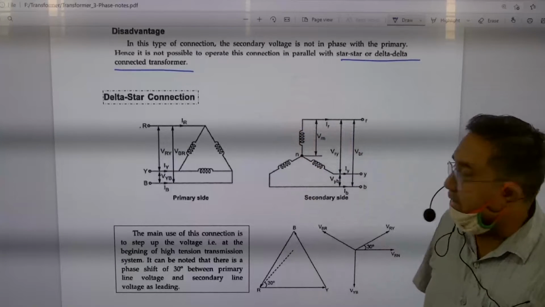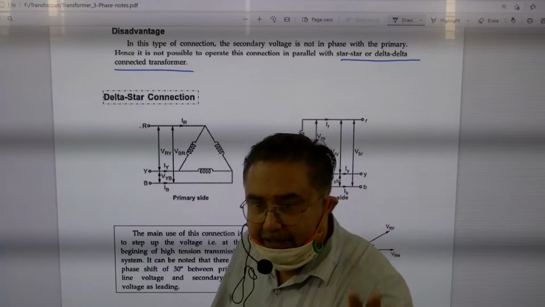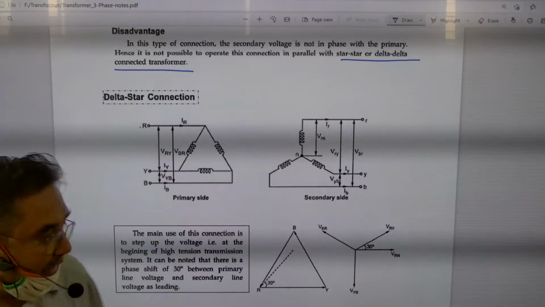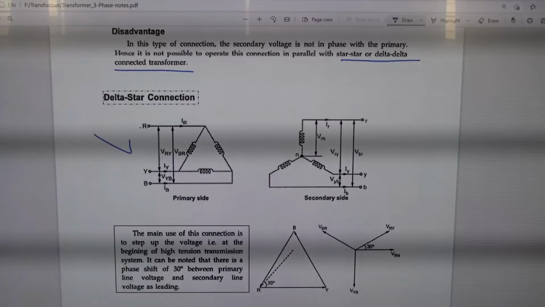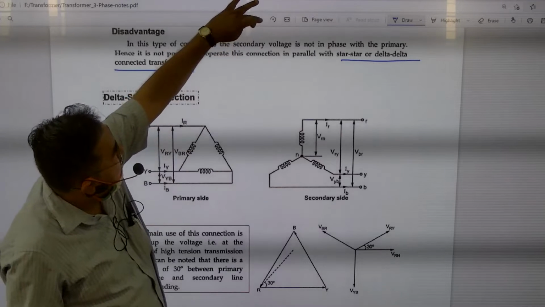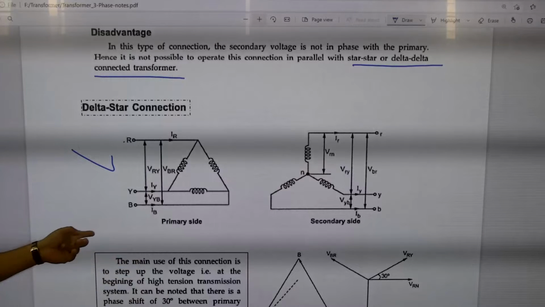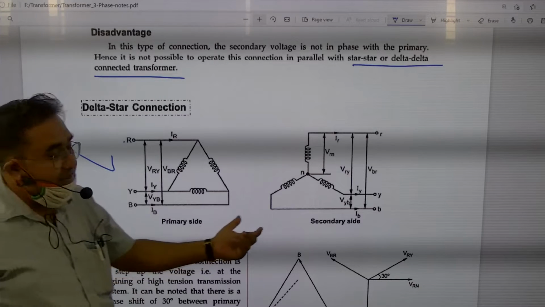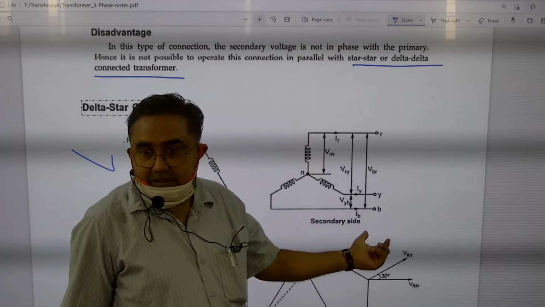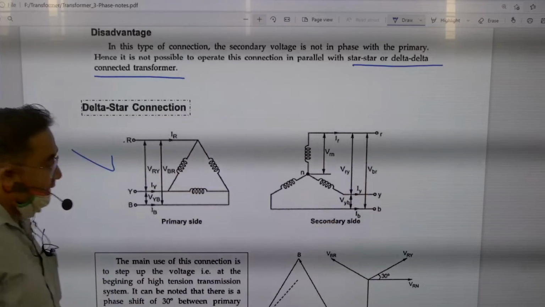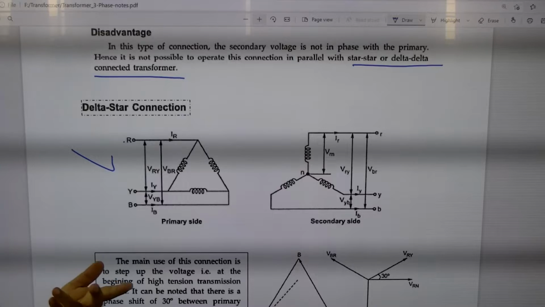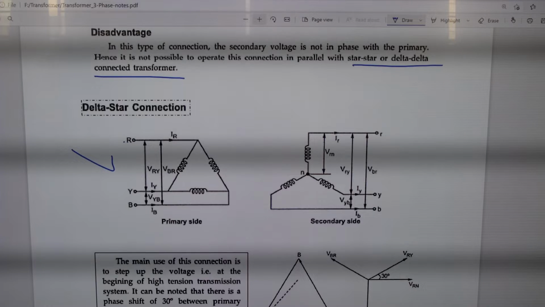Delta-star connection. As the name suggests, primary will be in delta like this. Clear? And secondary will be in star. Very clear? Again the same thing: there will be a phase shift of 30 degree between primary line voltage and secondary line voltage. Okay, this is very clear.